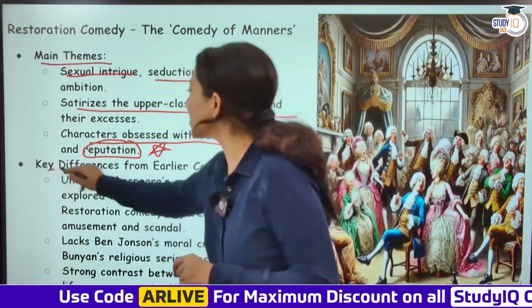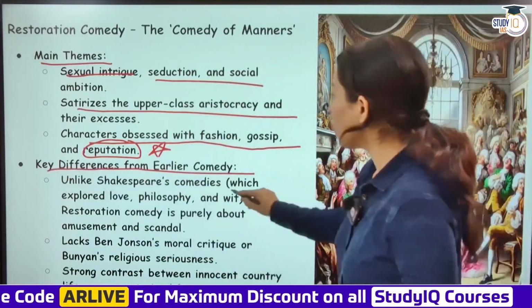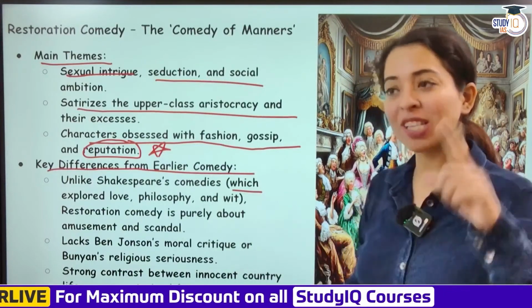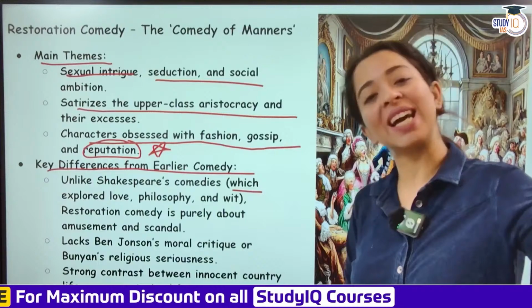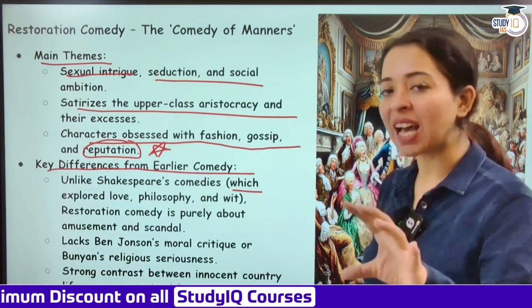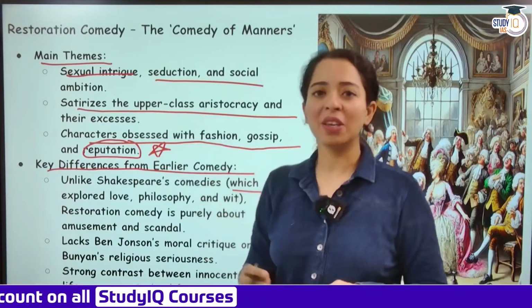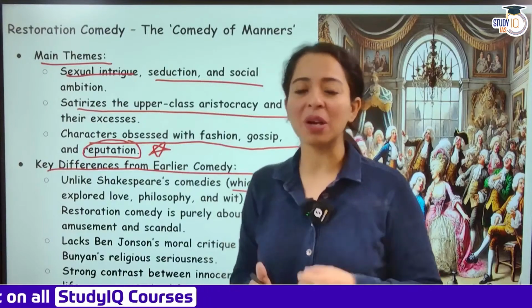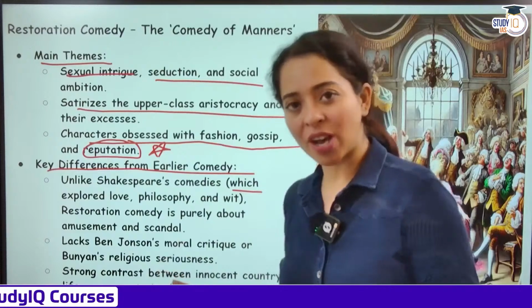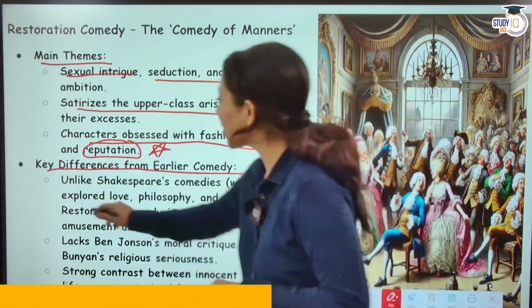Okay, so key differences from earlier comedy, unlike Shakespeare's comedies, which explored love, philosophy, and wit. As I tell you, the sensibilities were much sharper and finer during the Shakespearean period as compared to the Restoration period. Why? Because there the work is on philosophy. There, even if a fool or a jester says something, it's more philosophical in its tendency. However, over here it is a little more crass, I would say that.